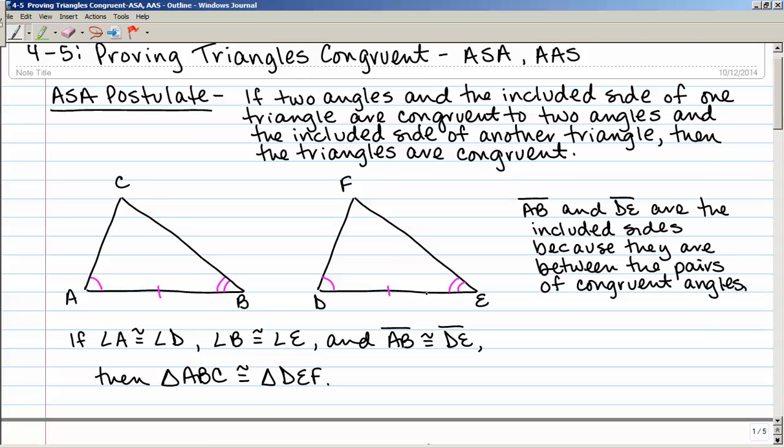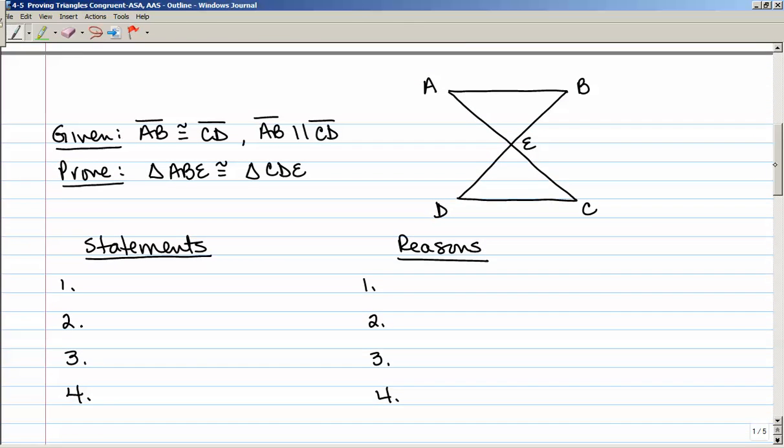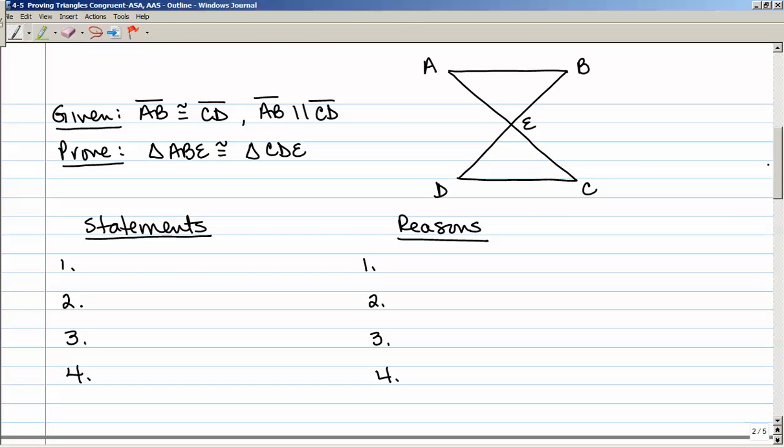AB and DE are called the included sides because they are between the two pairs of angles that are congruent to each other. So let's take a look at how we would use this in a proof. We are given that AB is congruent to CD, and the first thing I'm going to do is mark that. It also says that AB is parallel to CD, and I'm going to mark that. And what I need to prove is that triangle ABE, the triangle on the top, is congruent to triangle CDE, the triangle on the bottom.